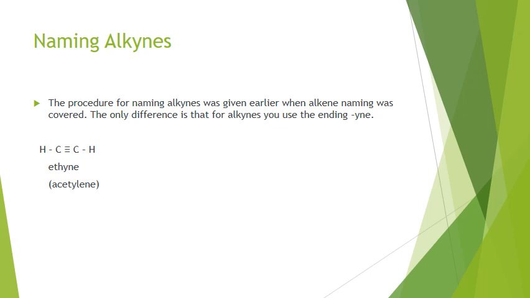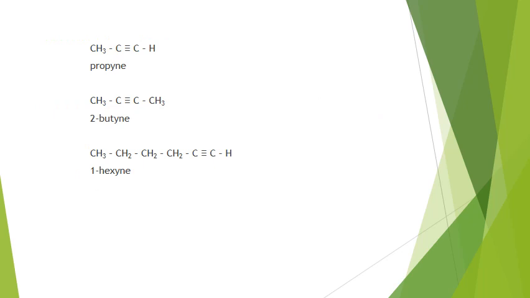Ethyne is also known as acetylene. You may have heard of acetylene. It's used in welding. Then you can have propyne, and then butyne. Again, same as with double bonds, you need to tell where the triple bond comes off of, and then you could have hexyne. We're not going to deal with molecules that have more than one double or triple bond.